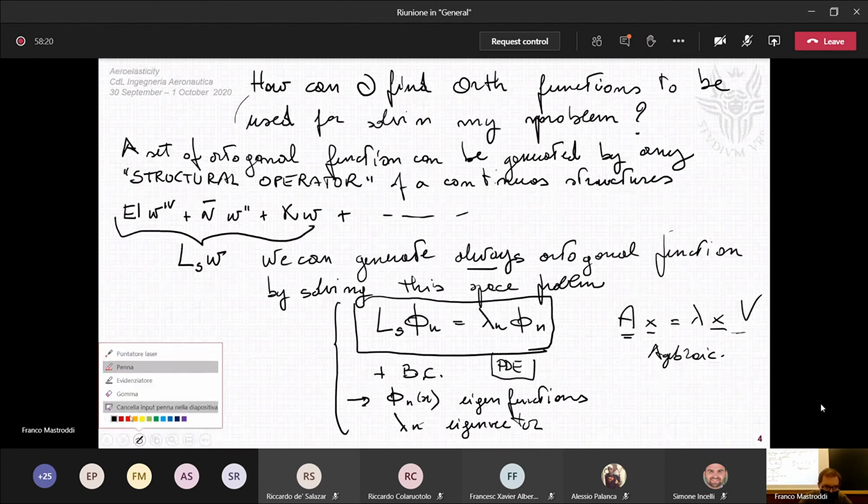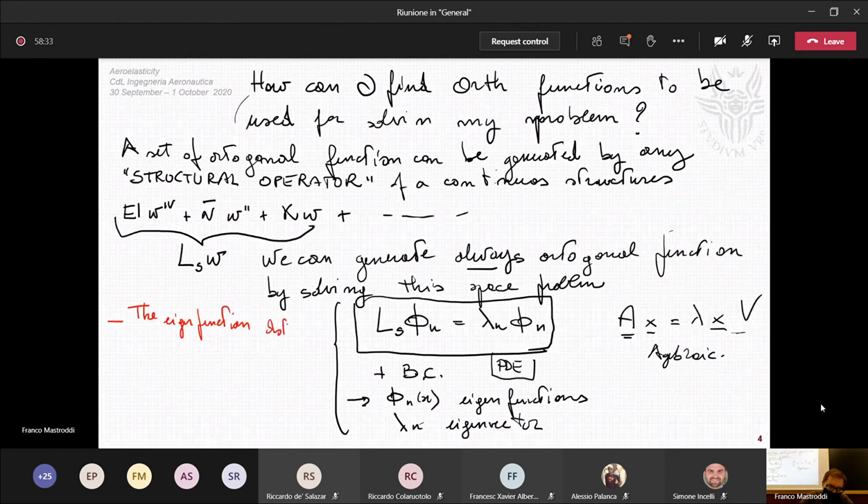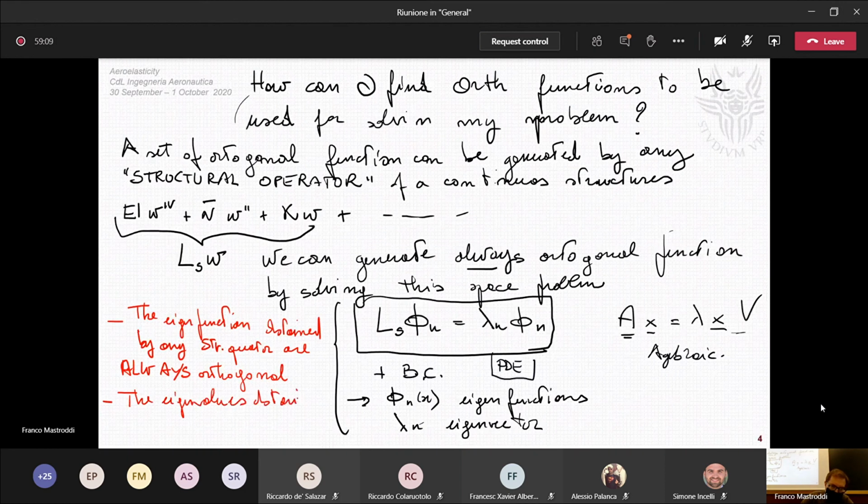The important result for us is the following, and then I stop for a pause. The eigenfunctions obtained by any structural operator are always orthogonal. Another theorem: the eigenvalues obtained by any structural operator are always real and positive.